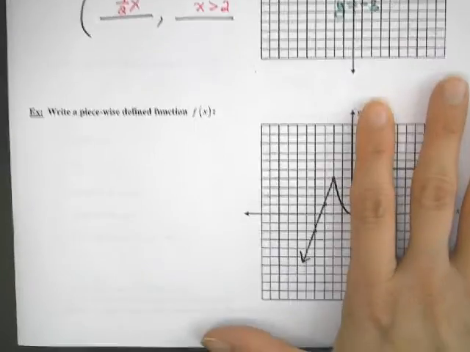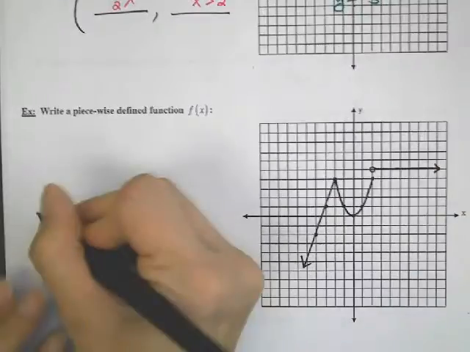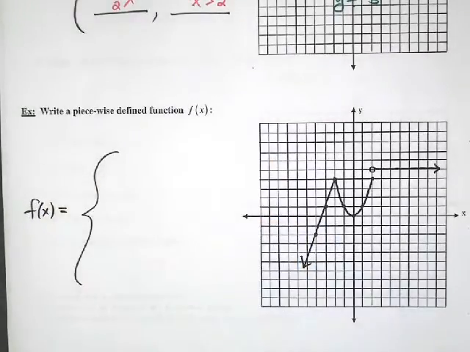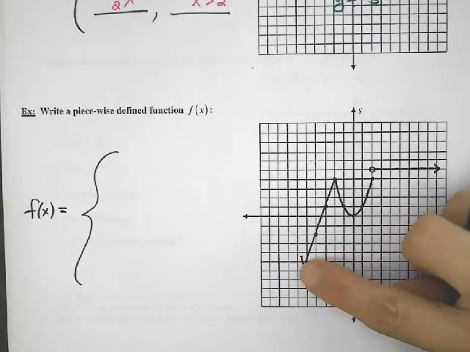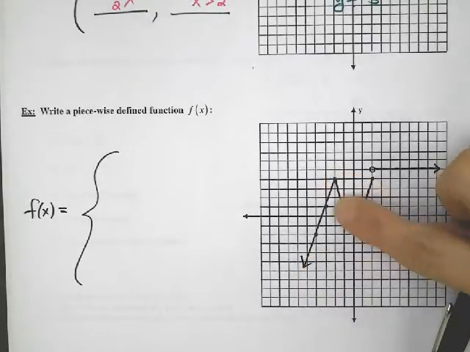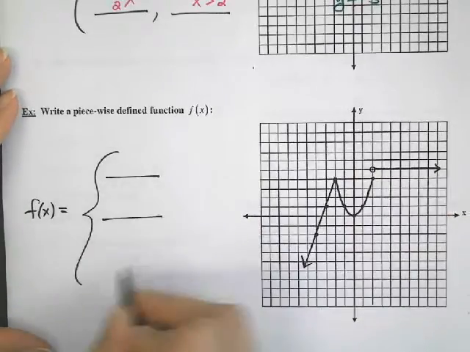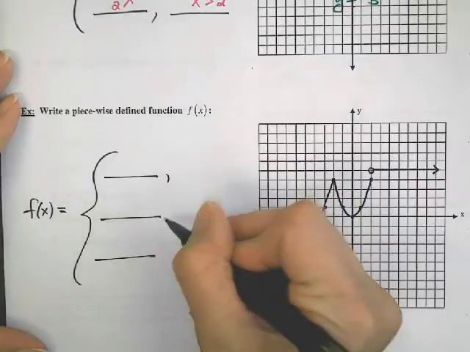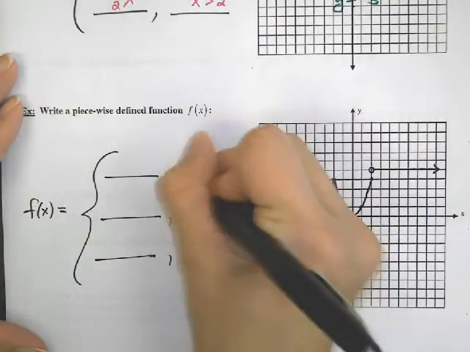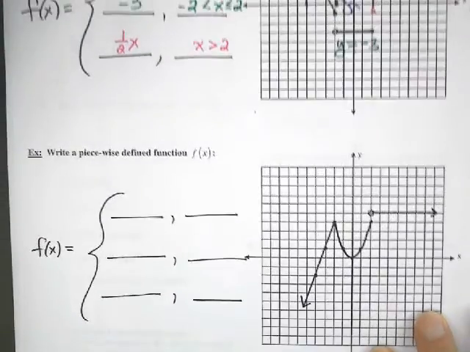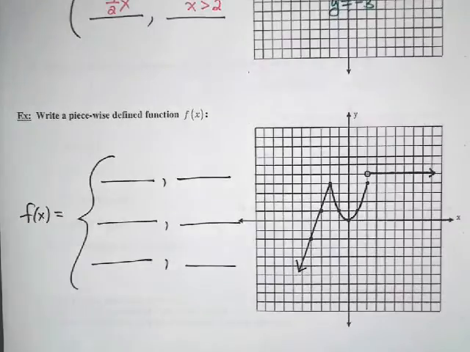Okay, let's take a look at this one right here. Let's get ready with our f of x. F of x equals big brace. And how many pieces does this one have? It's got a line, a parabola, and a line. So it's got 1, 2, 3 pieces. Comma, comma, comma. You always have to say where the piece is valid. Okay, because it's not the entire graph, it's just a piece of it.